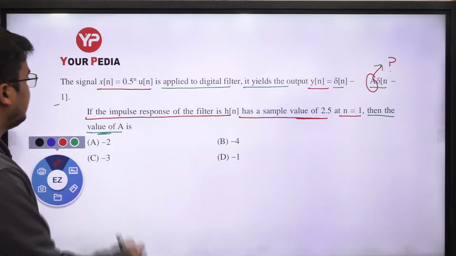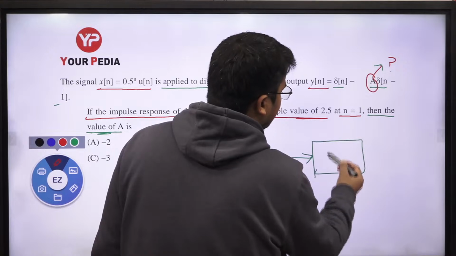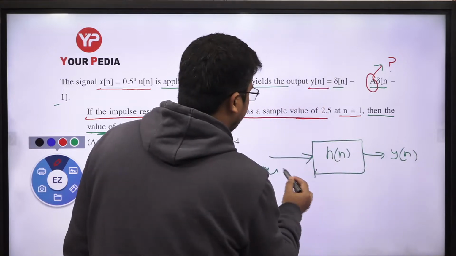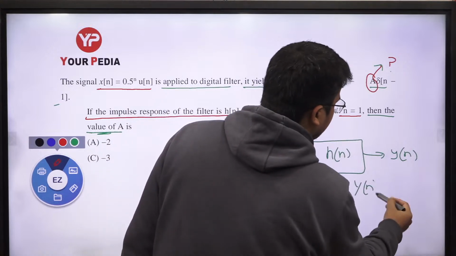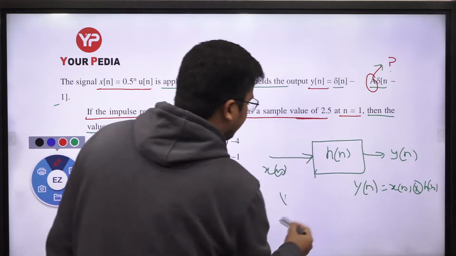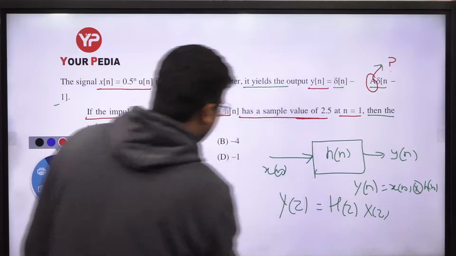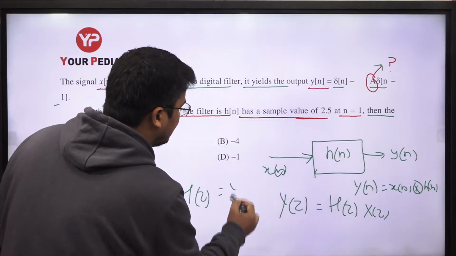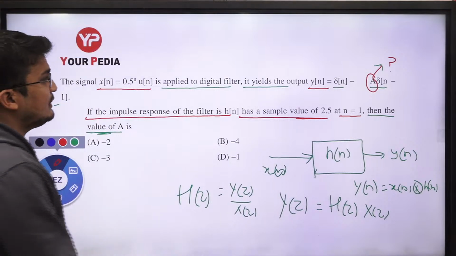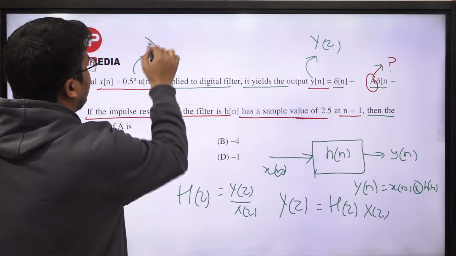So I'm giving you people hint one. You can take a digital filter with impulse response h of n, where y of n is the output and x of n is the input. Since y of n can be written as x of n convolved with h of n, this is the time domain. Making the frequency domain analysis, y of z is equal to h of z into x of z. Similarly, h of z will be equal to y of z upon x of z. And y of z you can calculate from here, and x of z you can calculate from here, right?